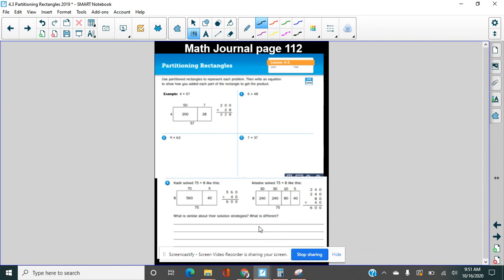So we're going to look at that traditional algorithm, or like I've said before, old people method. I'll show you it. Okay, just not right now. We're going to start with this method of multiplying these numbers with partitioning rectangles.